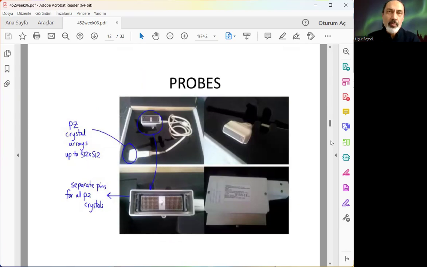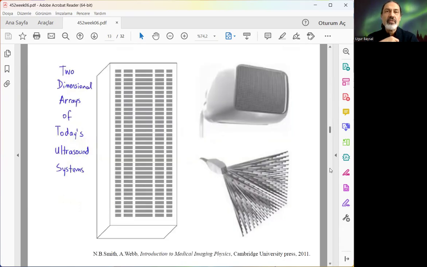So here are some probes. Those are the most important parts of the ultrasonic systems. Transmitting and receiving energy is done with these piezoelectric materials. These probes have a cable. One side is a connector with many, many pins, up to 512 by 512. And the other side is composed of, again, that matrix structure of piezoelectric crystals.